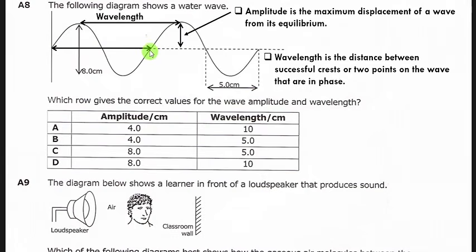Now notice one thing here. We have been told from here to here it is 5.0. So notice from here to here it's the same as from here to here. So from here to here it is 5. Also from here to here it is also 5. So if you add 5 plus 5, it is going to be what? 10. So meaning that wavelength is going to be 10. So our answer is going to be A. So let's answer 9 here.